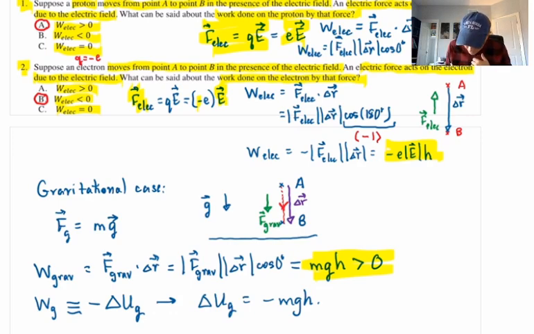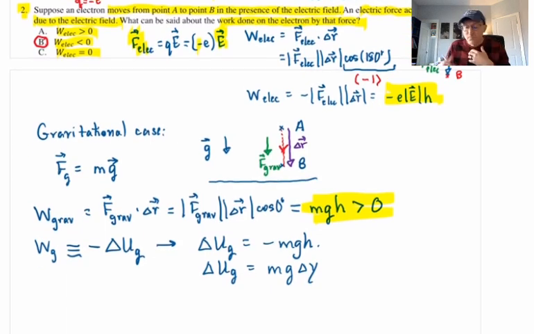Now, another reminder from last semester. The formula we had in general for delta U grav was m times g times delta y. So comparing these two expressions, for them to be consistent, I must think of the delta y for the particle as being negative h. Well, that's exactly what happened. It went downward by an amount h. That's the gravitational case.